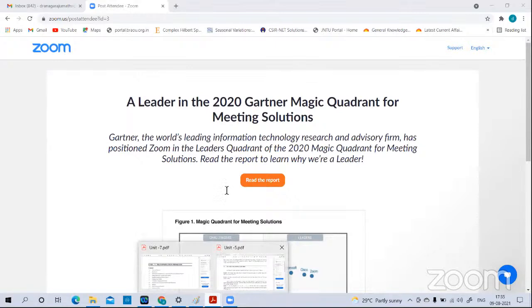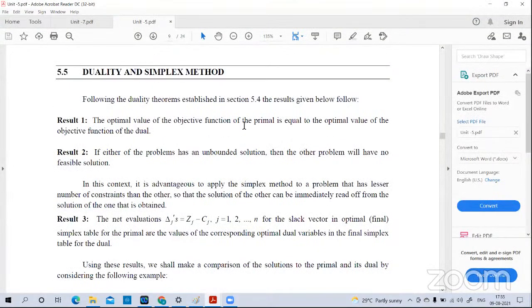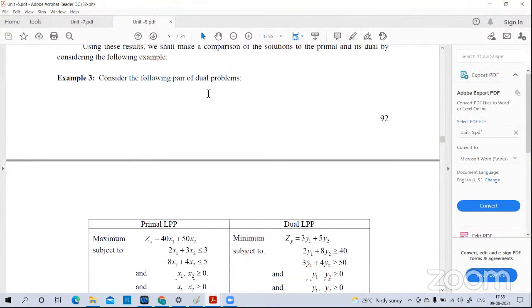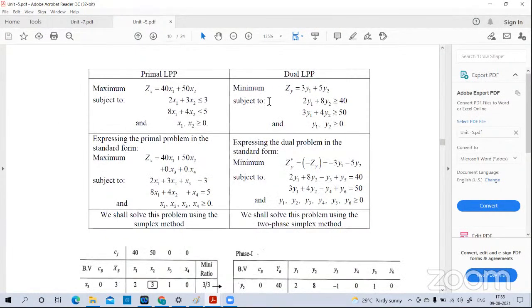Next, the dual and the simplex method. Duality in the simplex method. How do we solve it? The same, we can apply. That is the primal problem, and this is converted to the dual problem. Here, these are the 3 and 5. This is 3 and 5, so 3y1 plus 5y2. This is called the objective function.